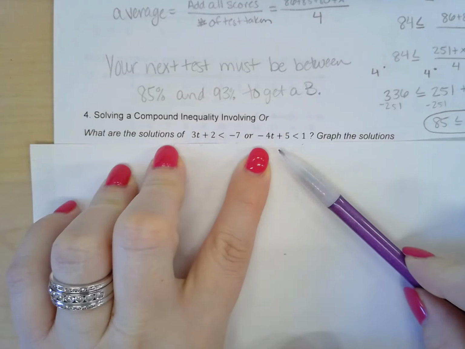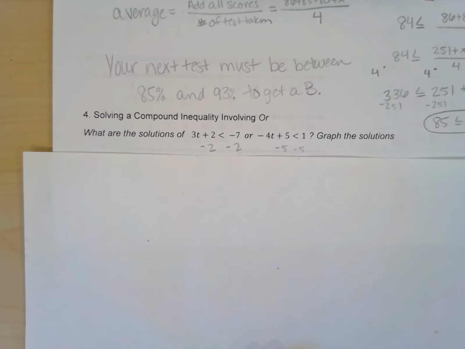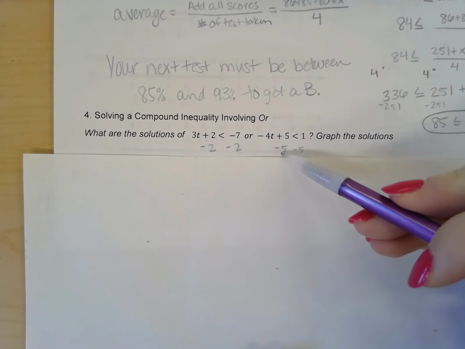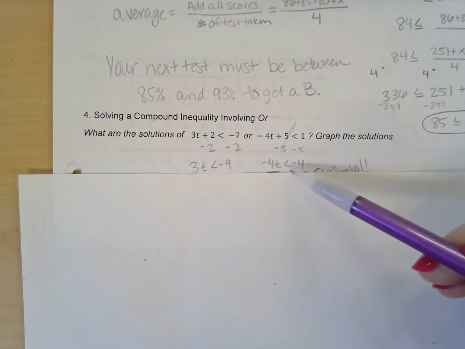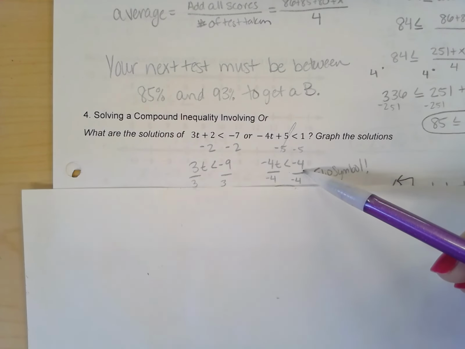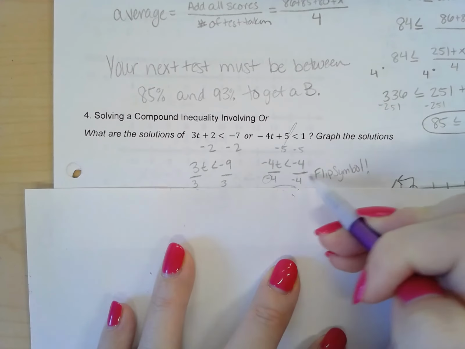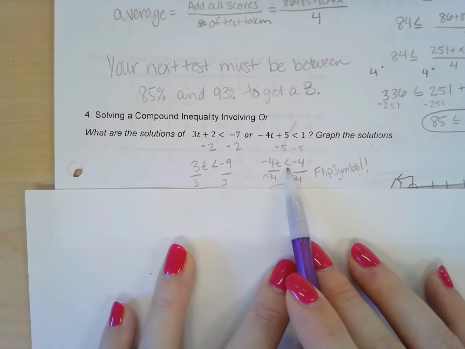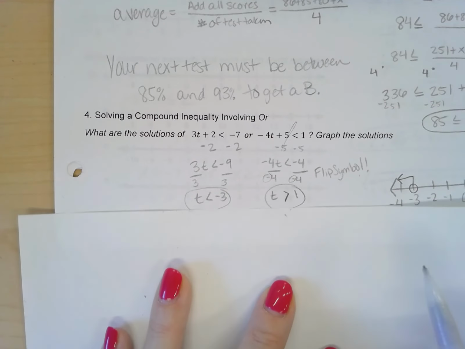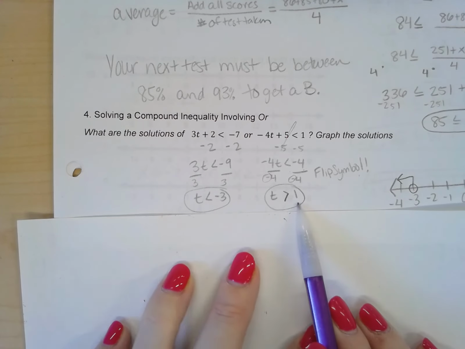Solve this inequality for t. So I'm going to start by subtracting 5 from both sides. That'll cross this out, giving me negative 4t is less than negative 4. Divide each side by negative 4, and because I'm dividing by a negative number, I have to flip the symbol. So I have to flip that inequality sign. So my final answer for this one will be t is greater than 1.